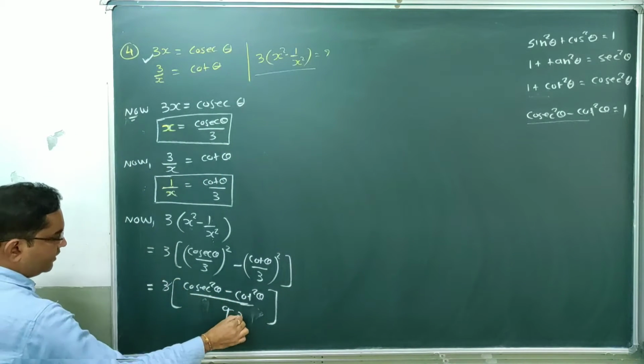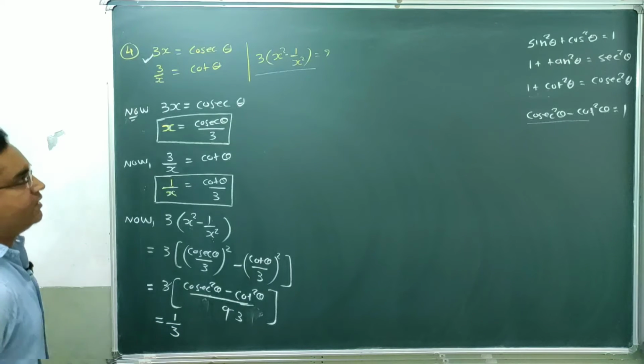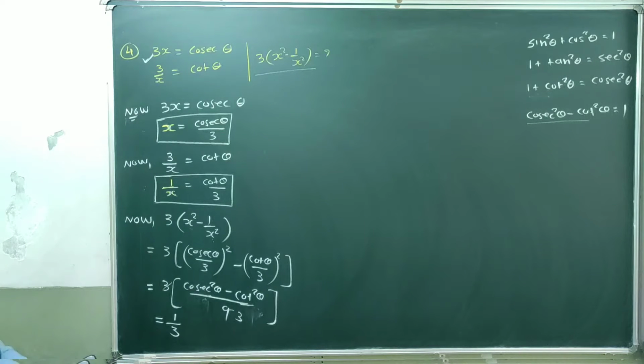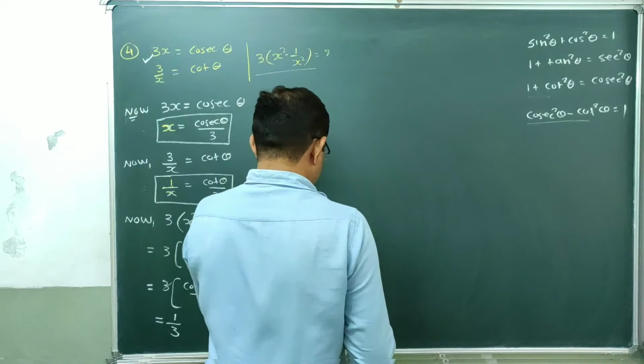This will be 3 3s are 9. So our answer is 1 by 3. 1 by 3 is the solution of this question. Clear, students? So one more question is there with the same method.